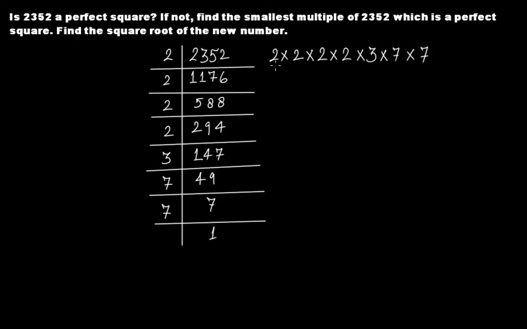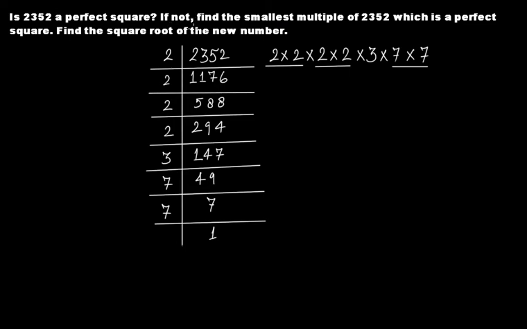Now start making the pairs of prime factors. We have learned all these things in our previous video tutorials. Now we have three prime factors, 2, 3, and 7, of which only 2 and 7 are in pairs, but 3 is not in a pair. It means that this number is not a perfect square. So this is clear. Now the next part of the question.